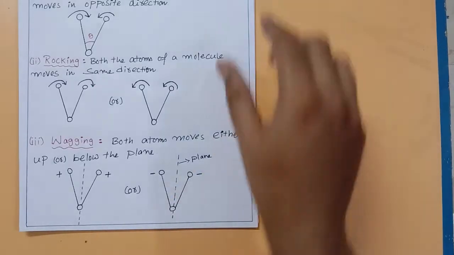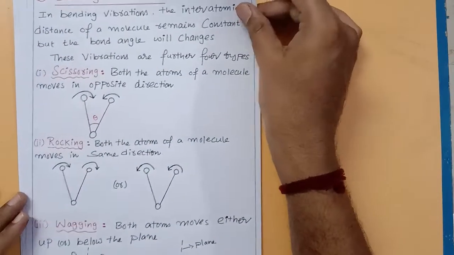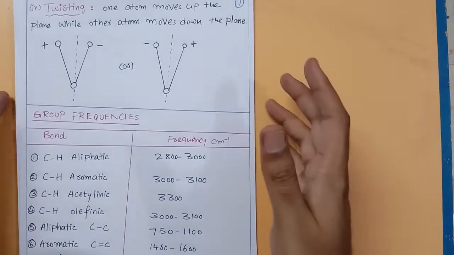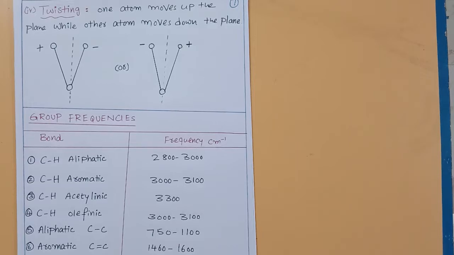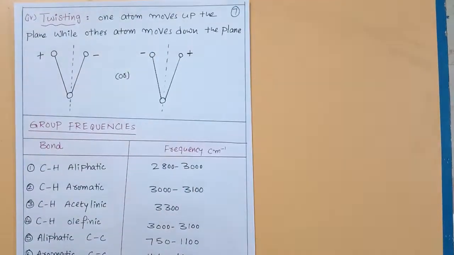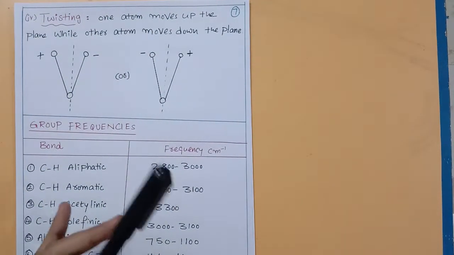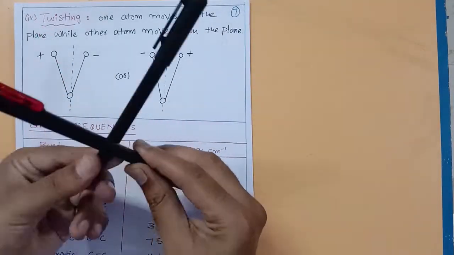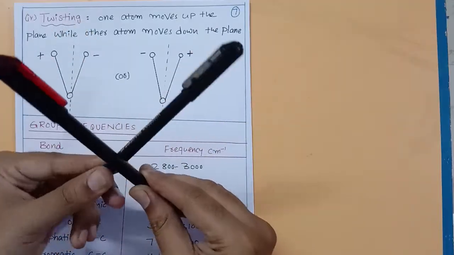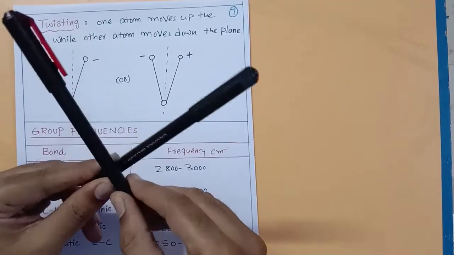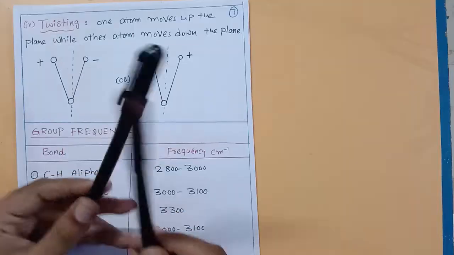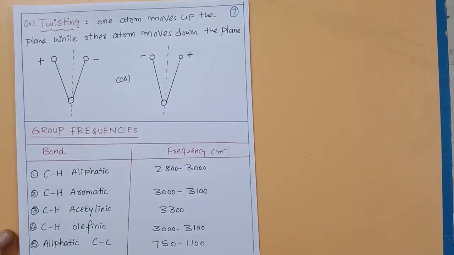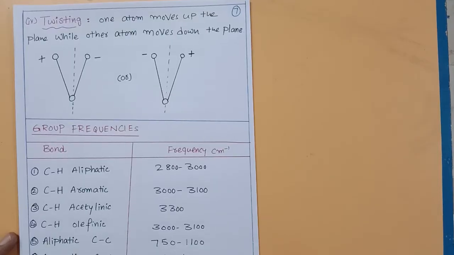Okay, right? And there is another vibration that is called as a twisting vibration. In the twisting vibration, one atom moves up the plane while the other atom moves down the plane. So this is a type of bending vibration. So in the twisting vibration, both the atoms are going to twist like this. Okay, this is called as twisting vibration. Okay, so these are the 4 important bending vibrations that are shown by the organic molecules whenever they are exposed to infrared radiations.